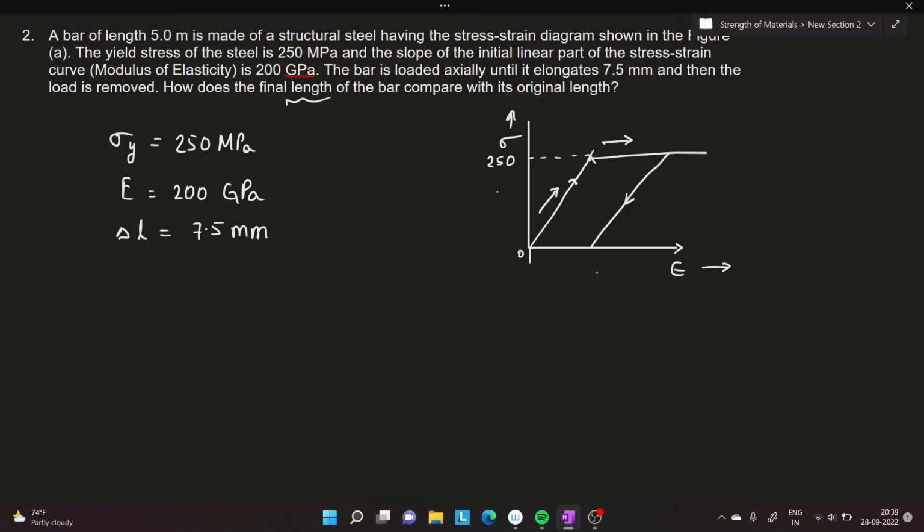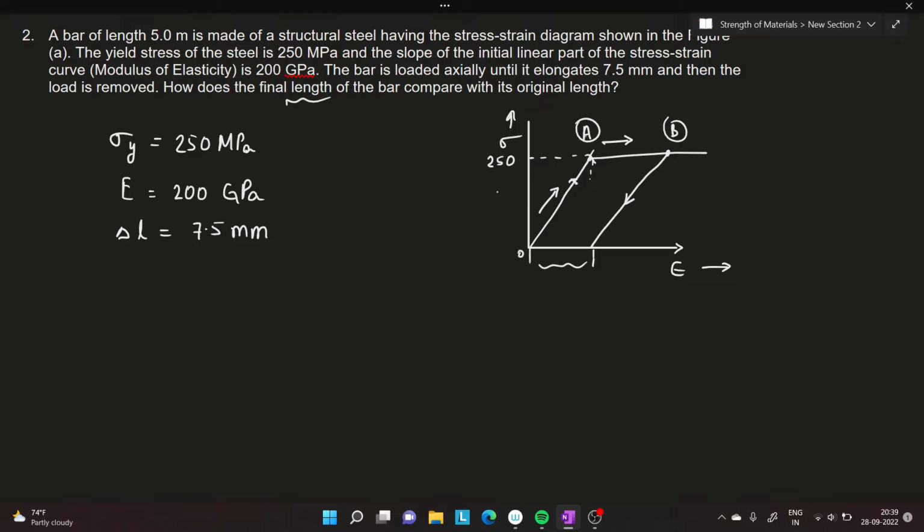An easy way of calculating this is to find out the strain at this point. Let me call this point A, and we also have to calculate the strain at this point B. If I subtract these, I'm going to have the residual strain. So I can easily calculate the change in length for this particular residual strain now.